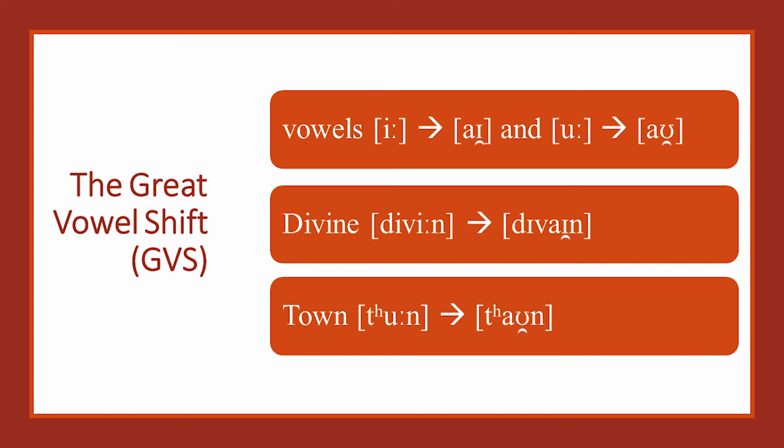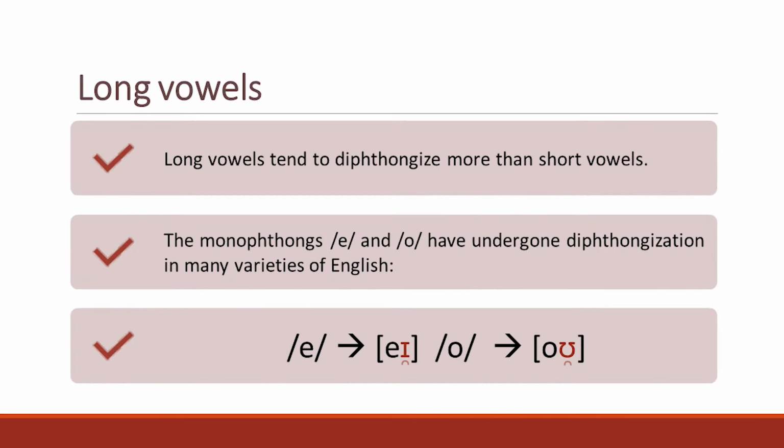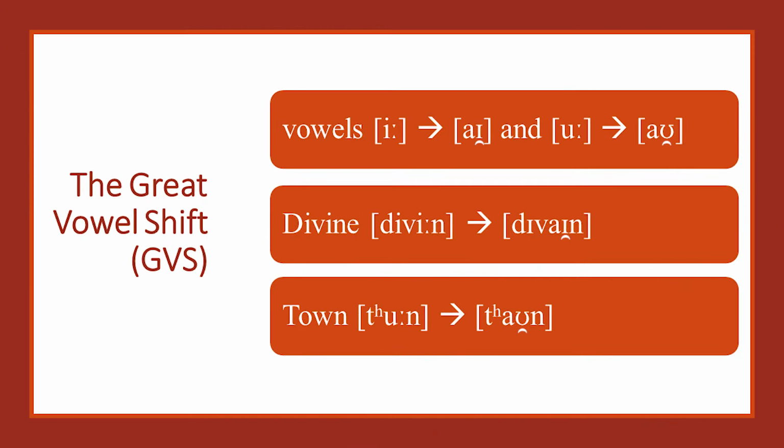Similarly, the word tune, due to the Great Vowel Shift, is now pronounced town. So the sound u, which is a long vowel, became ow. So if you remember earlier, I said that long vowels are more likely to undergo diphthongization. So here in English, in the Great Vowel Shift, the sounds e and u both are long vowels. Interestingly, there are still some dialectal varieties of English in which certain words have survived the Great Vowel Shift. In some varieties of English, you may still hear the word town as tune.